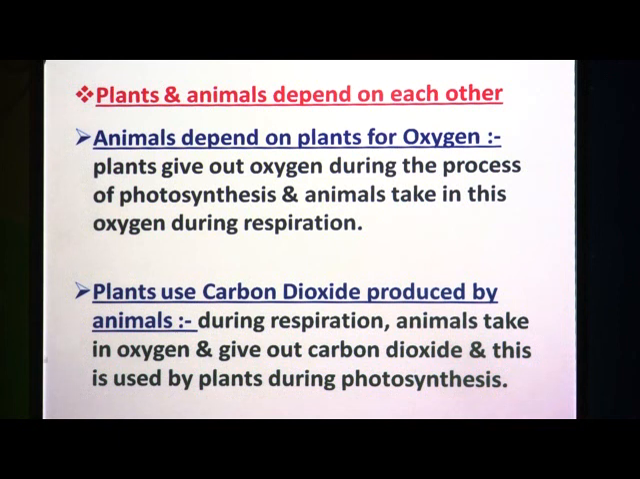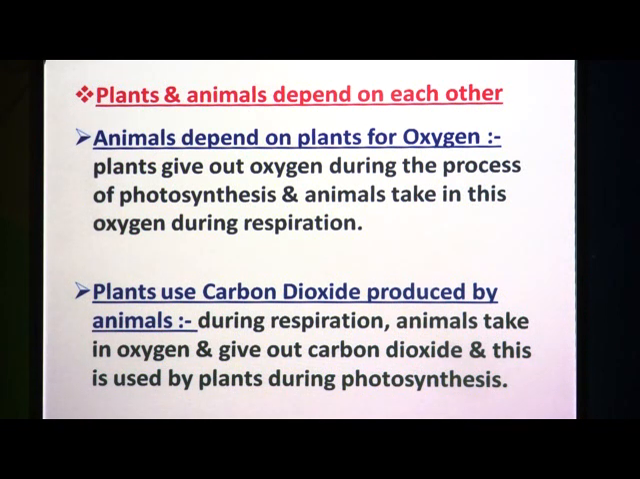Then, like oxygen, carbon dioxide is also useful for plants. So, plants use carbon dioxide which is produced by animals or which is present in the air. See how, students: plants need carbon dioxide to make food, and animals release carbon dioxide during respiration. So, during respiration animals take in oxygen and give out carbon dioxide, and this carbon dioxide is used by plants during photosynthesis.